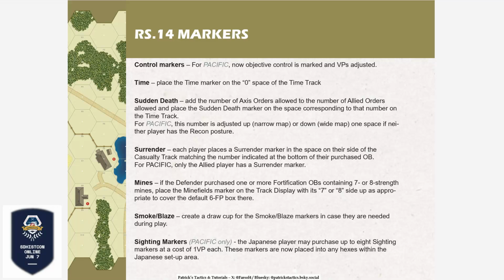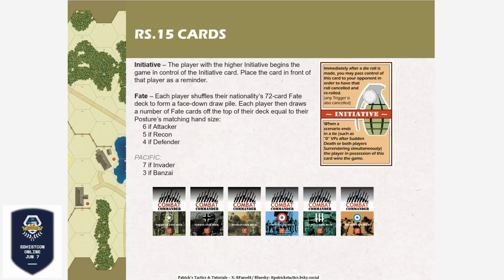Yeah, and the thing to remember, though, if you've played a lot of Europe and Med, for Pacific, that number gets adjusted. So you'll do that math, but for Pacific, the number's going to be adjusted up on a narrow map or down on a wide map. That's true, if you're not on Recon. Yep. And that's a step that people tend to forget if they've played a lot of one and not the other. Exactly. All right, and then cards.